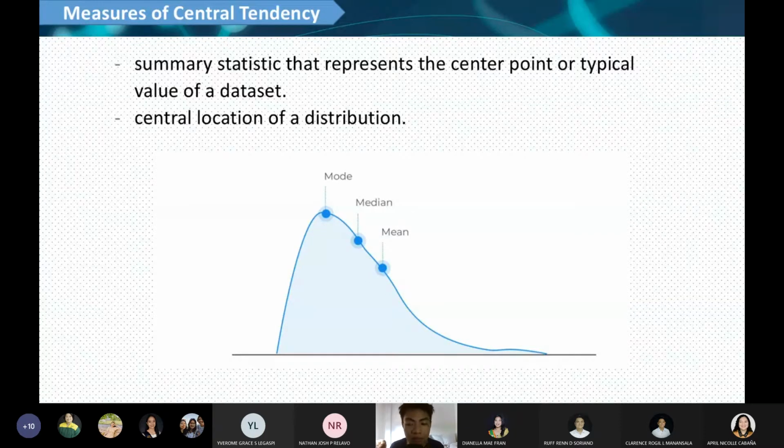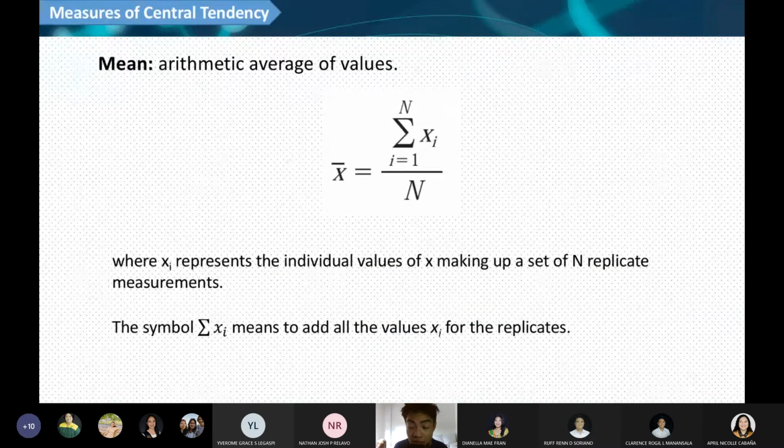Okay? So there are three basic measures of central tendency. We have the mode, the mean, and the median. Okay? So let's talk about those three first. So let's start with mean. Okay. So when we say mean, that is just the average. Okay. So we know the formula for average. You add all the values divided by how many measurements you have. Okay. So in equation form, that is x bar, meaning yan yung average. X bar is equal to the sum of x, meaning the sum of all your measurements, divided by how many measurements you have. So that is the way you get your arithmetic mean, or just the average.